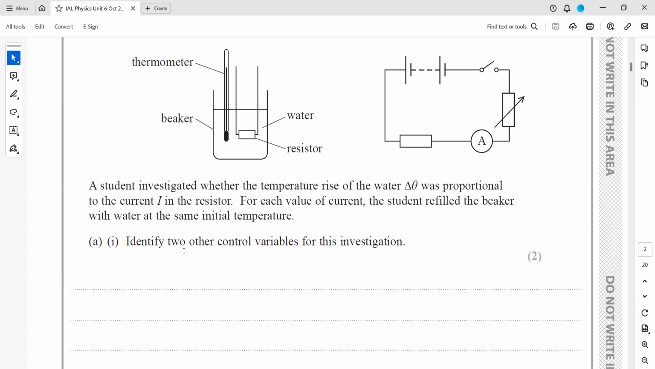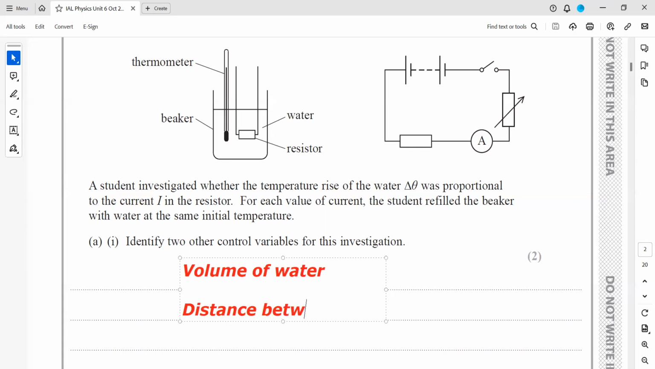So the volume of the water and the distance between heater and thermometer. These are the two factors that should be the same for a fair comparison when comparing the values.